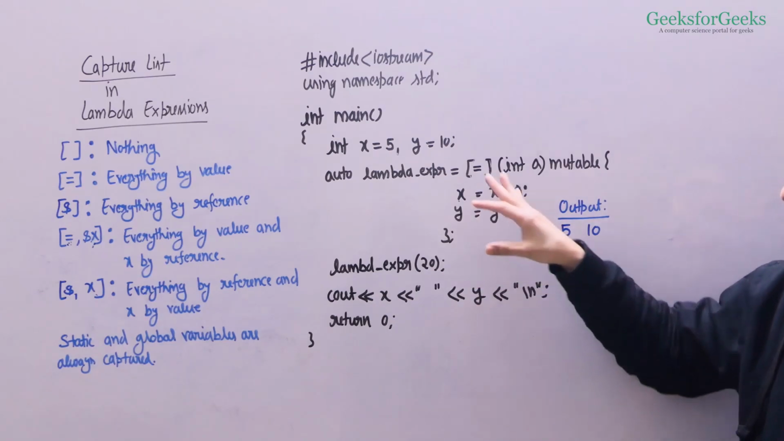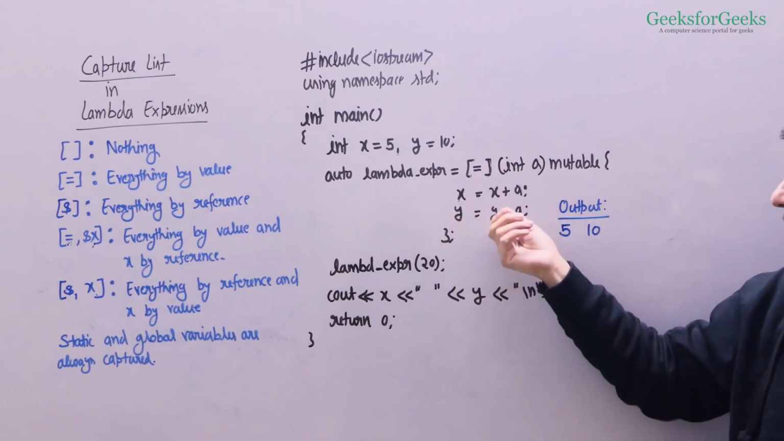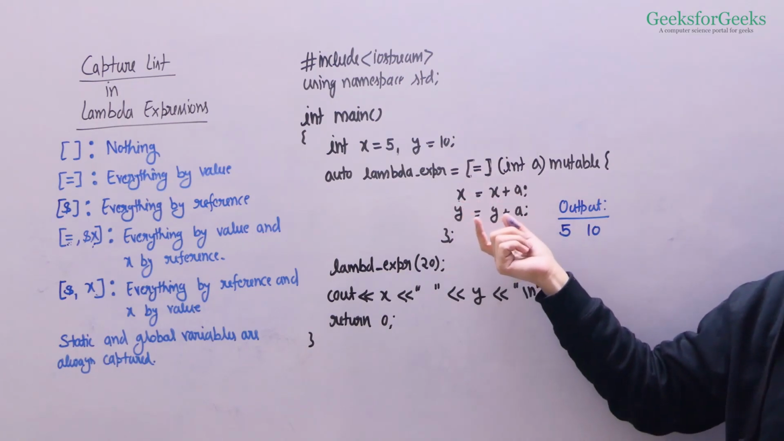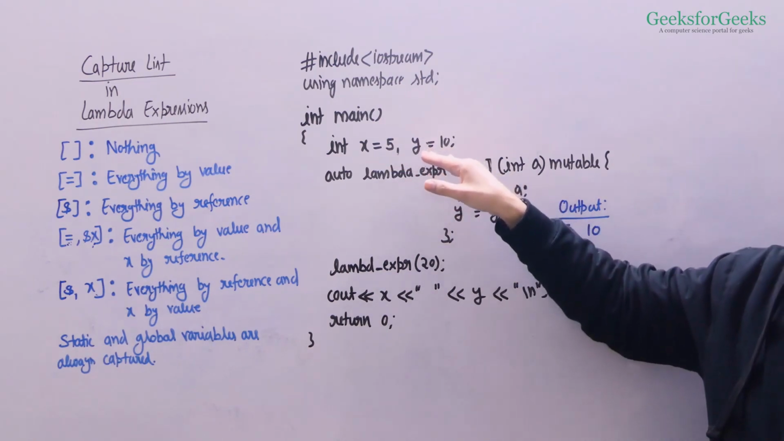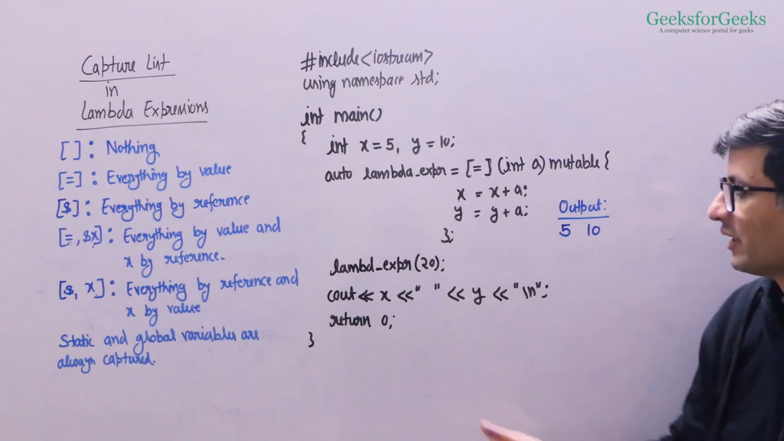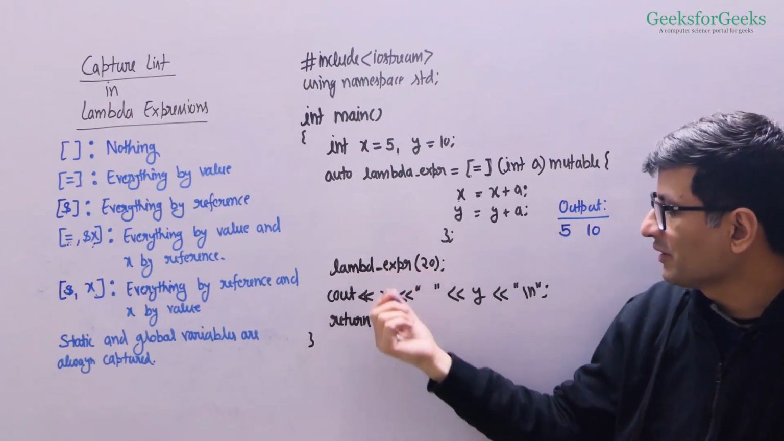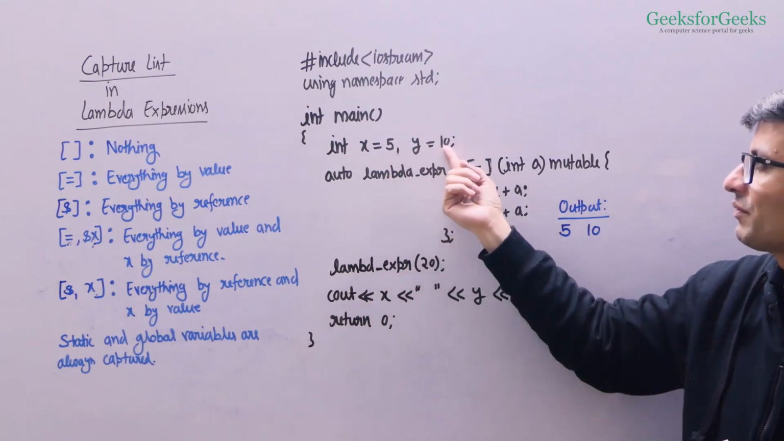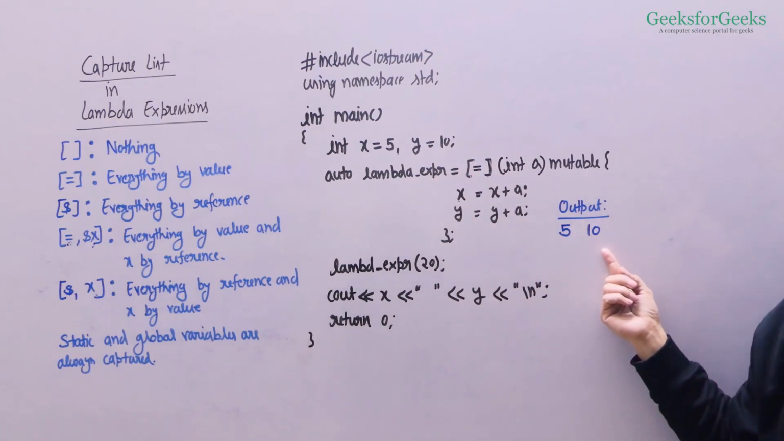Now please note that it's a by value thing. So whatever you change in these x and y, they are copies of these x and y. They won't reflect inside the original x and y. So once I've called the Lambda expression, I am going to get the same values 5 and 10. I have got the same value as output.